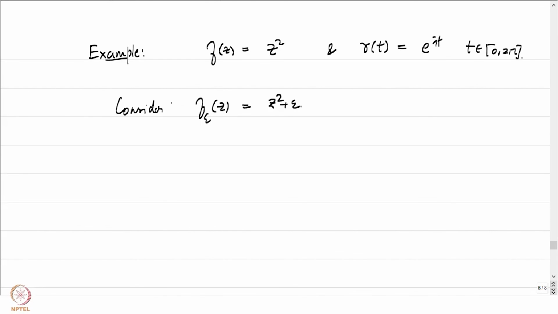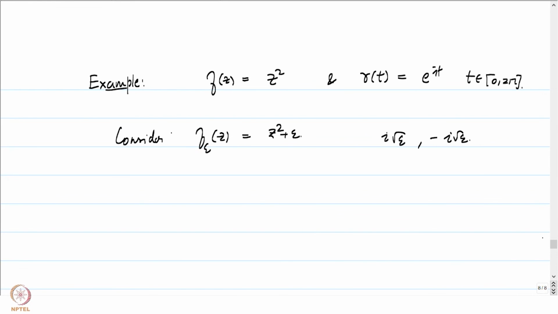Again, these are all easy examples and it is easy to compute the roots here. What will the roots be? The roots will be i root epsilon and minus i root epsilon. So for epsilon less than 1, these are going to be in the unit disk, and again we have two zeros of multiplicity 1 each. So counting multiplicity, the number of zeros is 2.